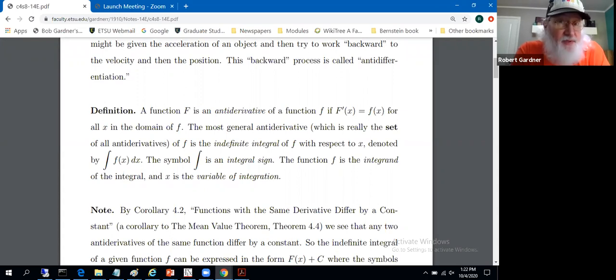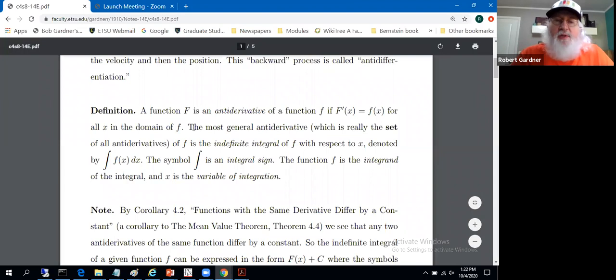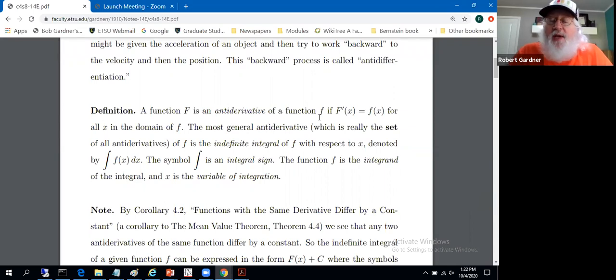A function, capital F, will use consistent notation of having capital F represent these antiderivatives and lowercase f represent the functions which we're anti-differentiating. So we'll try to stick, and largely will in the notes, to capital letters for antiderivatives and lowercase letters, usually f, for the functions themselves. So a function capital F is an antiderivative of a function lowercase f if capital F prime of x equals lowercase f of x for all x in an appropriate domain.